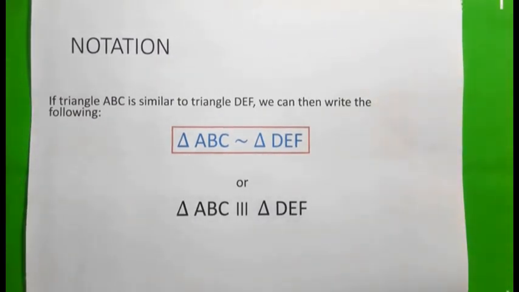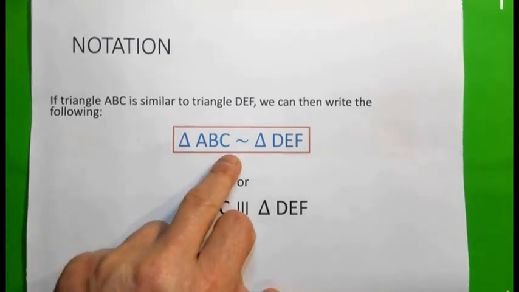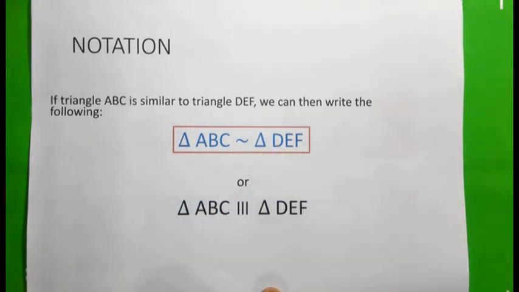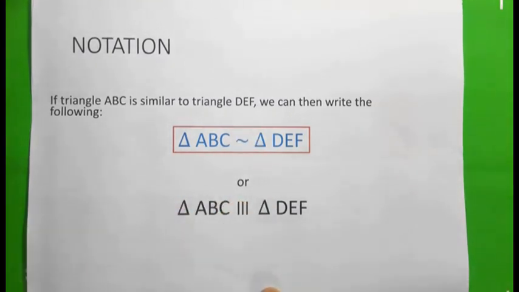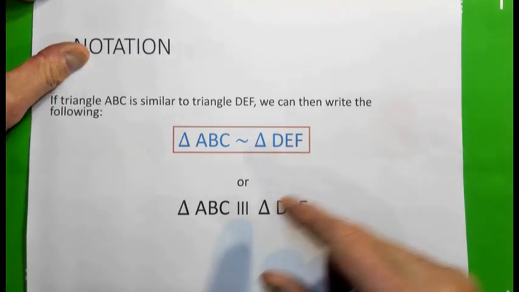This is the notation that you require. If triangle ABC is similar to triangle DEF, we can write that ABC is similar to DEF, using either the squiggly line or the 3 parallel vertical lines. That means similar.